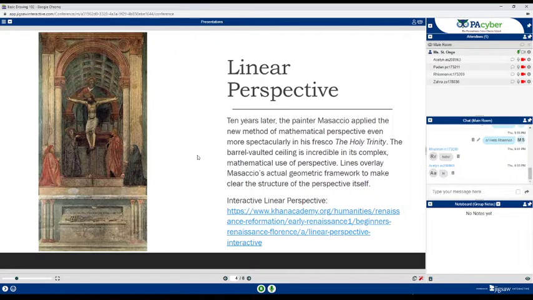With linear perspective, 10 years later there was a painter named Masaccio, I believe is how you would say it, who applied the new method of mathematical perspective even more spectacularly in his fresco, The Holy Trinity, which we see on the left. This has a barrel vaulted ceiling, which is almost like a barrel, so we call it a barrel vault. The barrel vaulted ceiling is incredible in its complex mathematical use of perspective. Lines overlay Masaccio's actual geometric framework to make clear the structure of the perspective itself. The reason we say this is because there's a barrel vault on the top. All of the corners go down to one central piece, and the center of this picture would be Jesus on the cross here. And then you would see a triangle, right?